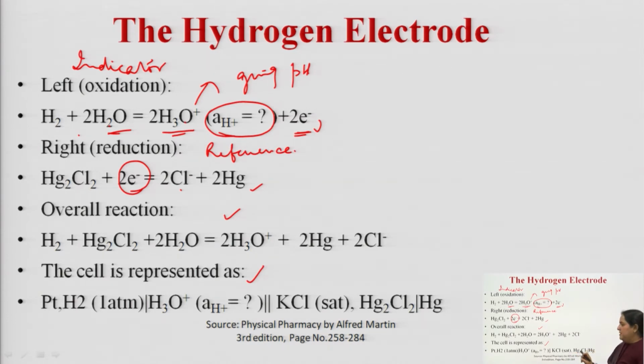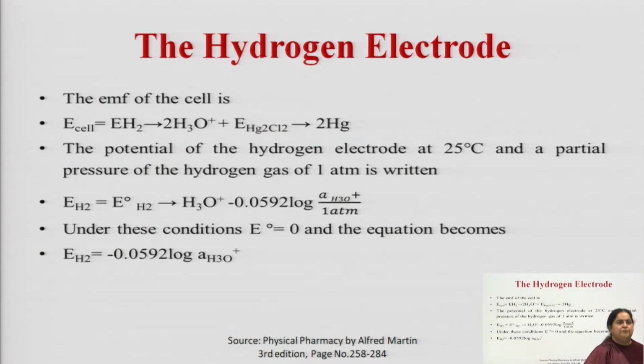So, it is platinum, H2 at 1 atmosphere, the piece of platinized metal. Here H2 gas is pumped at 1 atmospheric pressure, and here we have the hydronium ion, which will be our determination of the pH. This is the x which we want to calculate, and this is the KCl salt bridge, which gives Hg2Cl2, Hg. So, these are the reactions that take place at the hydrogen electrode.